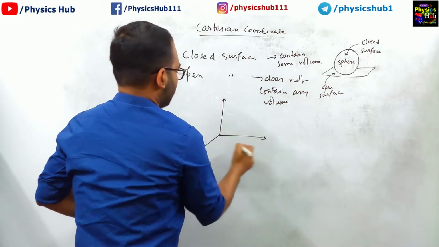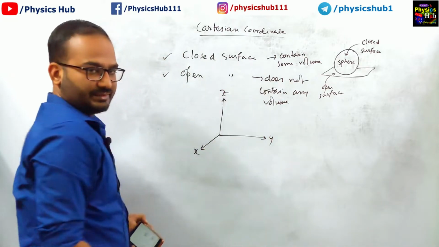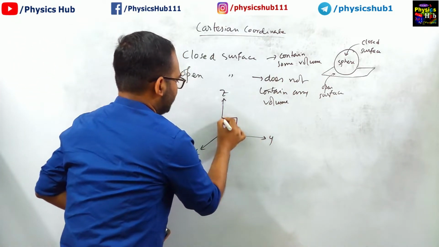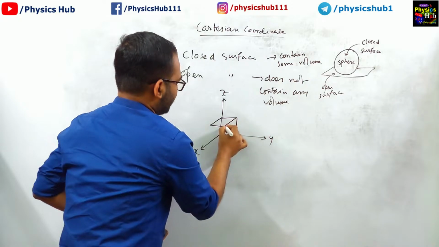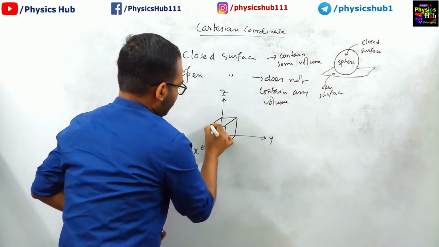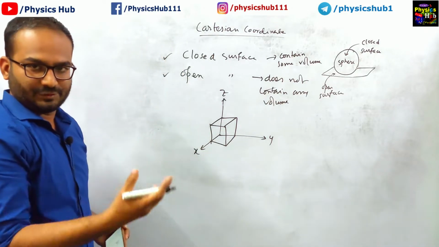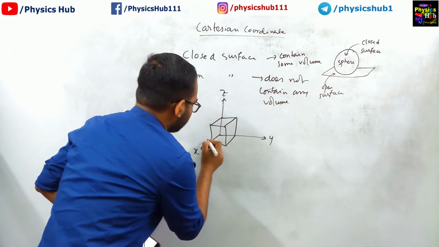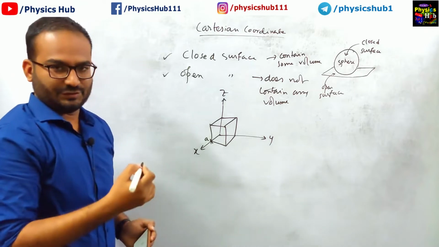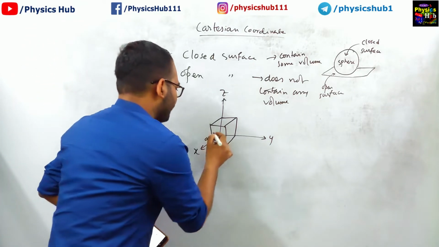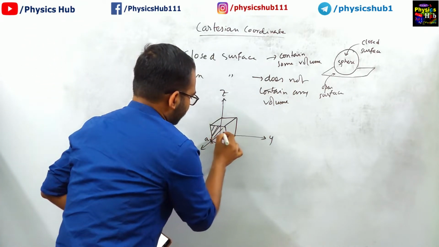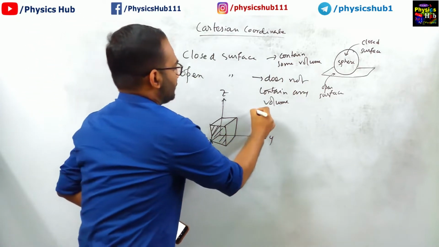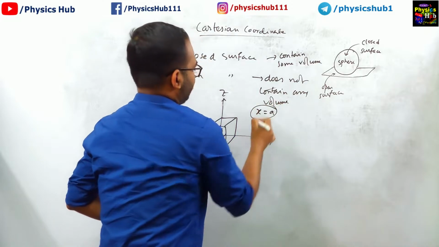This is as usual the x, y, z coordinates. Okay. Now I am drawing a figure like this. So this is a cuboid. This is a cubic structure. Now this point is A, x is equal to A. So we are talking about this face, right? x is equal to A side.